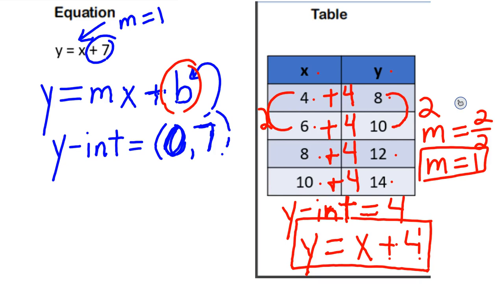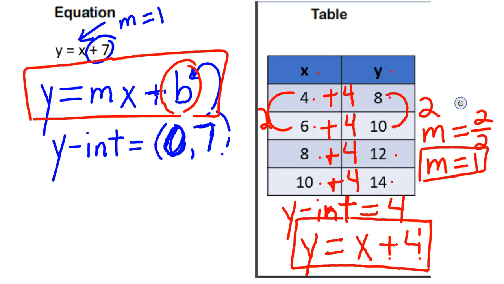Just like with slope, we were looking for the multiplicative relationship, and we plugged in m. Now we're going to plug in b. Again, this is our equation, y equals mx plus b. All right, let's look at another example.